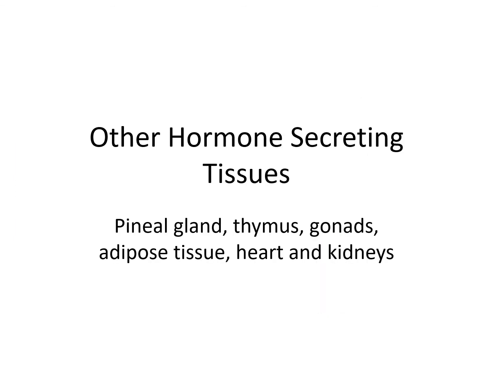So let's talk about the other hormone secreting tissues, such as the pineal gland, thymus, the reproductive organs called the gonads, adipose tissue, the heart, and kidneys.